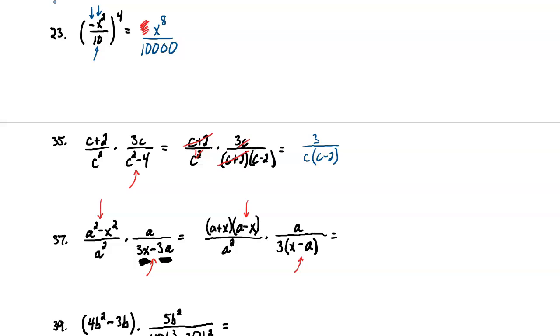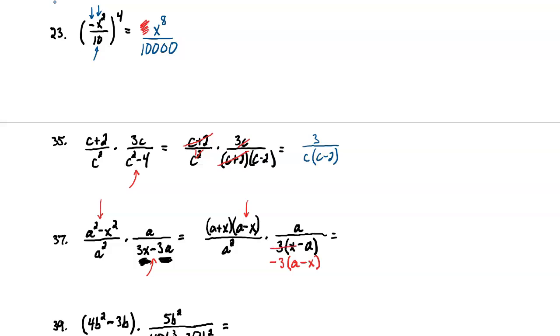So what we do in this case is we factor out a negative to make them be common factors. I'm going to do that below. I'm going to take the x minus a and factor out a negative so that I can change it to a minus x.